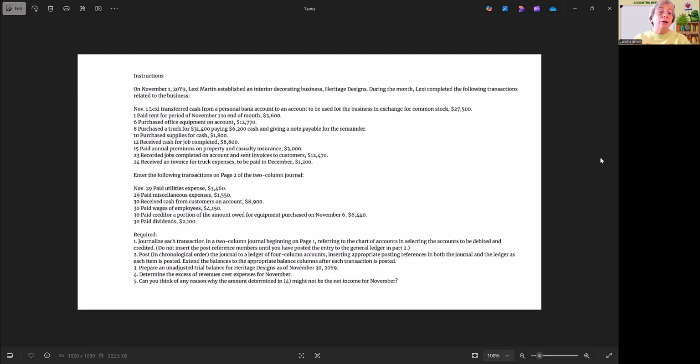Do I know how to analyze these transactions so that I know what's being debited, what's being credited? I'm going to need to know what a chart of accounts is, because it says here referring to the chart of accounts. In the next part of it, it says I'm going to be posting those journal entries to a ledger. So I need to know what a ledger is. I need to know how to post something to a ledger.